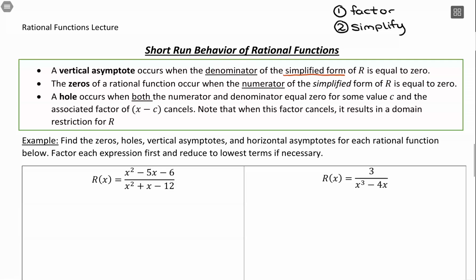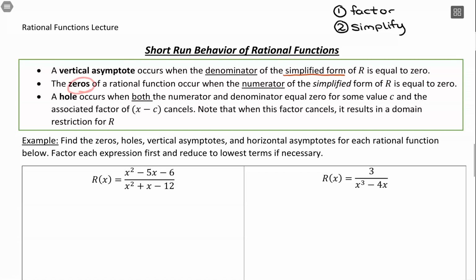And those spots is where our function would be undefined. So it would be these kind of restrictions on our domain, and that sets up our vertical asymptote. It's giving us these values that our function cannot equal. So it kind of creates these vertical barriers.